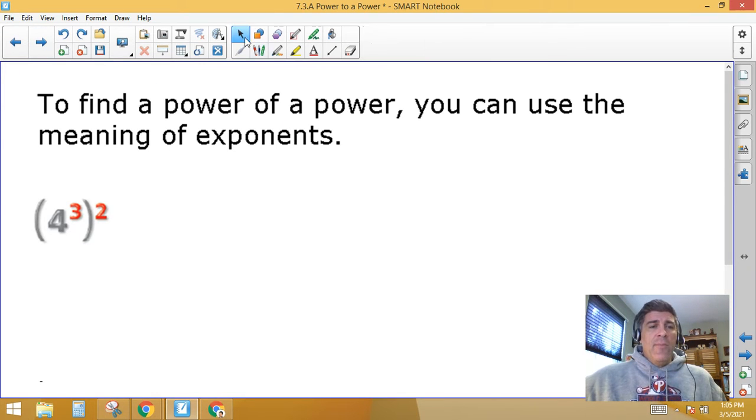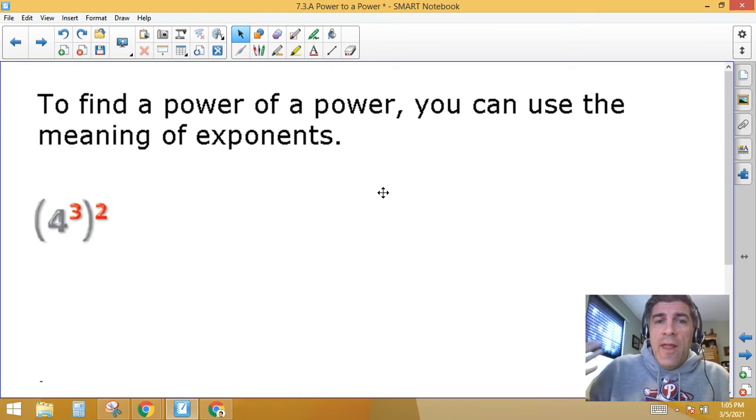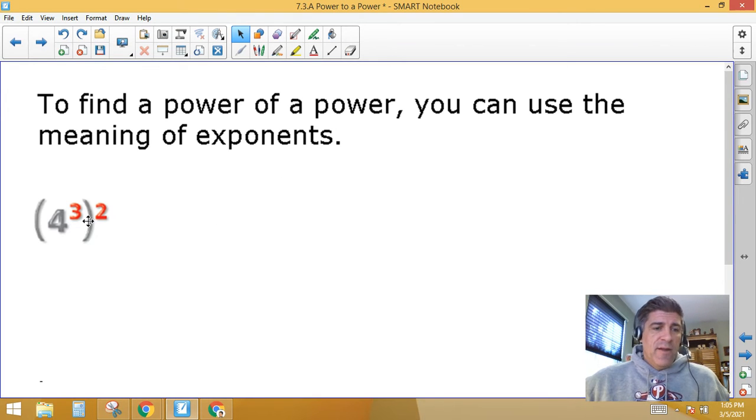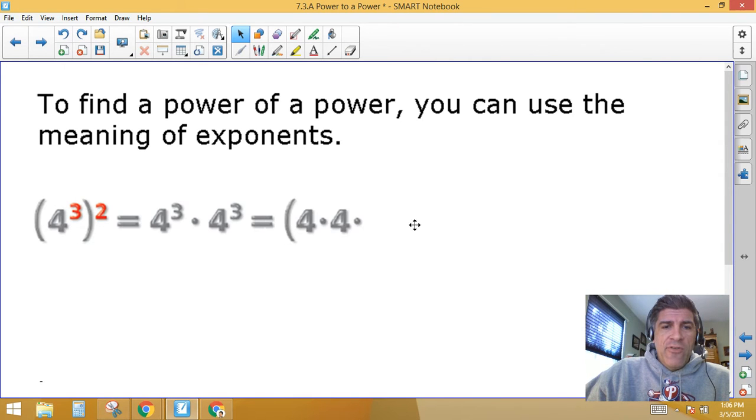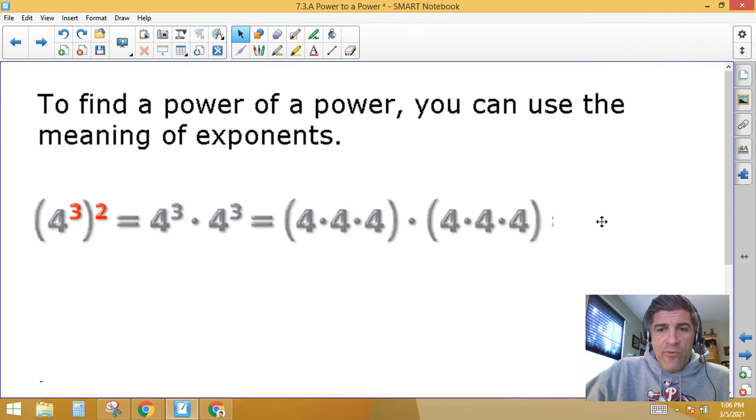To find the power of a power, we kind of use what exponents are. So here's my first example, 4 cubed squared. What that means is this square on the outside means I want 2 of whatever's inside there multiplied together, like this. I want a 4 cubed times another 4 cubed. Remember, exponent means multiply by itself that many times. Itself, in this case, is 4 cubed. Now I do 4 times 4 times 4 times 4 times 4 times 4. If you count all the fours, how many do we have? That's right, we have 6.